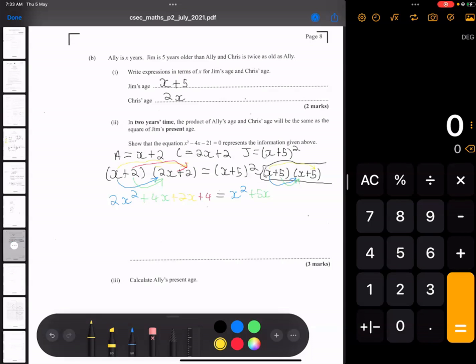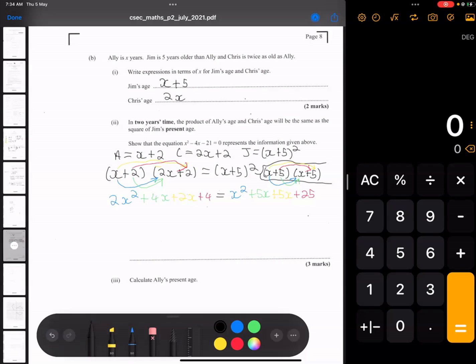X multiplied by 5 will give us another 5x. And then the last one, 5 multiplied by 5, gives us 25. Alright, so we're going to basically simplify these terms until we can't simplify anymore. So back to our black ink.